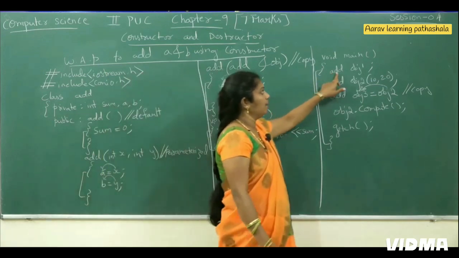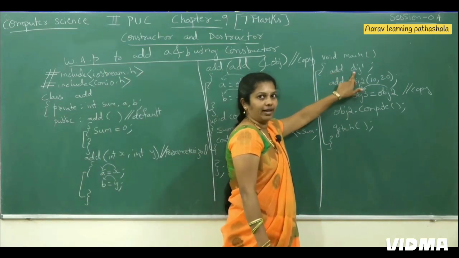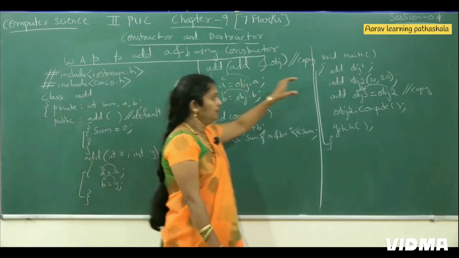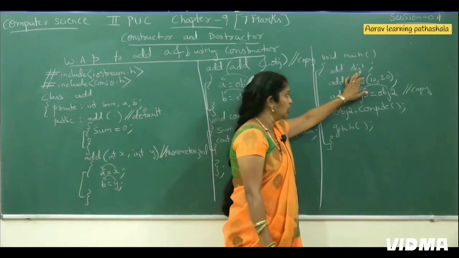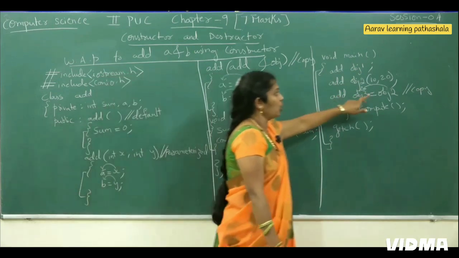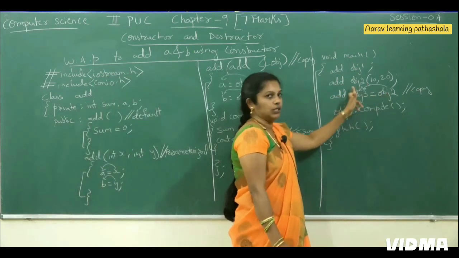In the main program, first object we are creating, that is object 1, then the default constructor will execute. With arguments, when you create object 2, then the parameterized constructor will execute. Here we are copying object 2 to object 3.